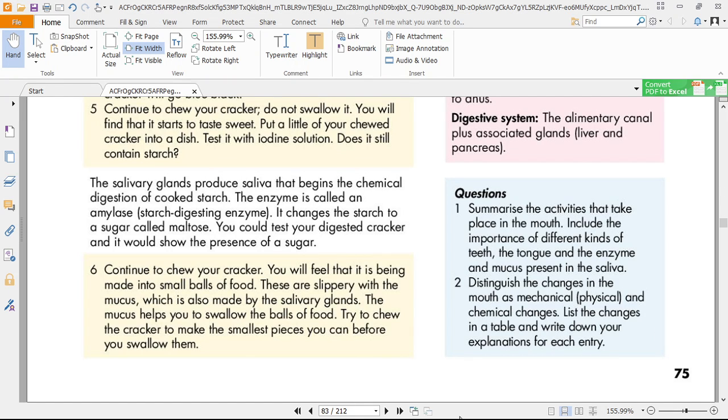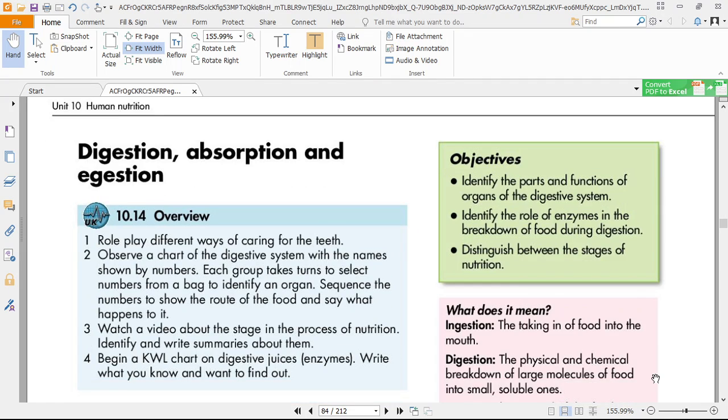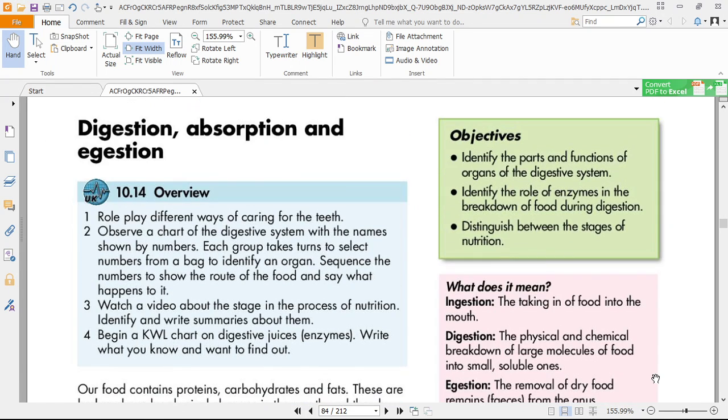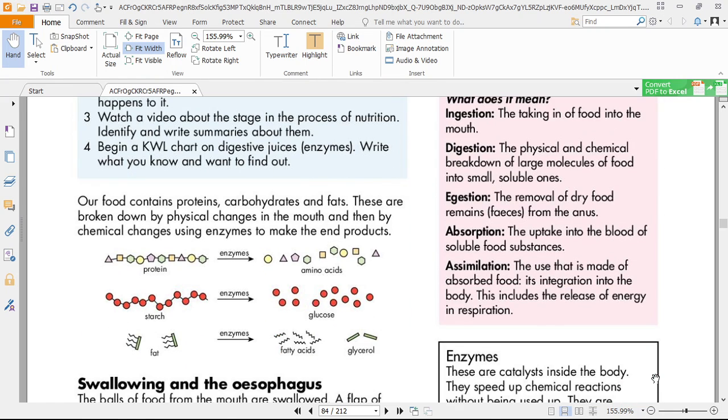Alright? Moving along. Now, digestion and absorption and egestion. Good? Now, starch enzymes.